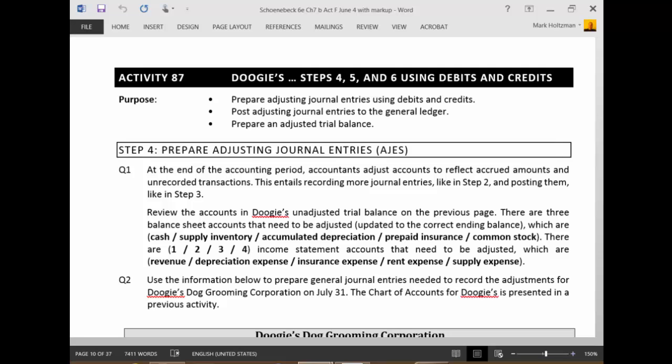But then there are some transactions that are less routine. These are usually recorded once a month, once a quarter, or once a year, depending on the size of the company. If it's a large company, they may actually do this once a month. But a very small company may only do it once a year when they're preparing their tax returns. So that's where we get to adjusting journal entries.